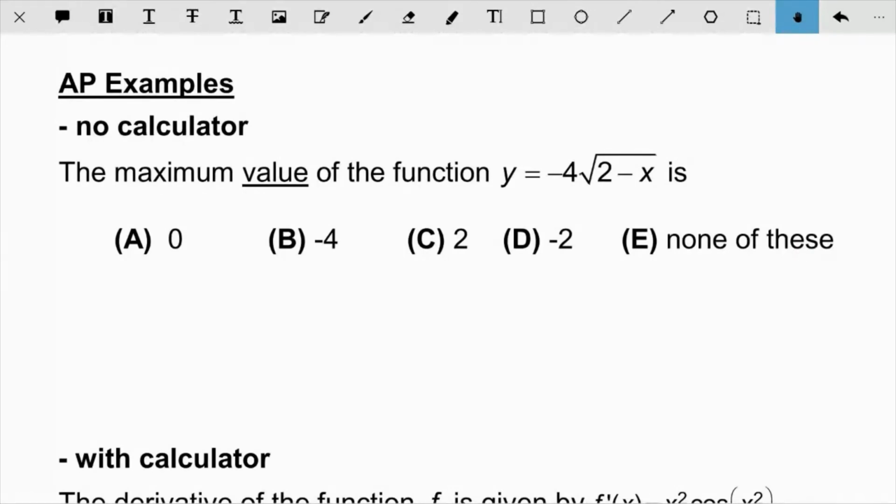So this is an actual old AP test question, and this was on the non-calculator section. It says the maximum value of the function y is equal to -4 square root of 2 minus x would be what? So what I want you to do is pause the video and try to solve this out, and when you come back, I'll show you the solution.